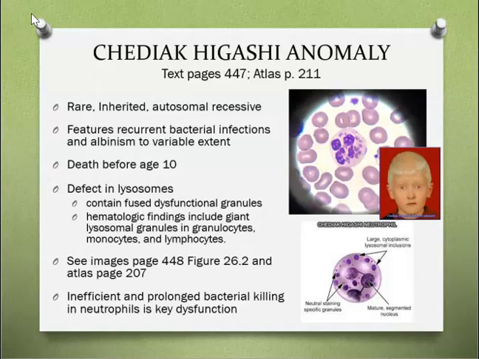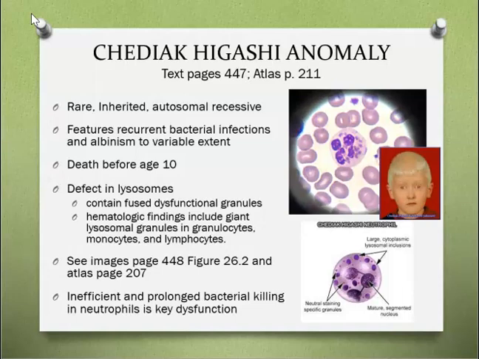Usually patients with Chediak-Higashi die before the age of 10. It's usually a defect in the lysosomes, and remember the lysosomes from when we studied the cell, they play a role in the digestive system of the cell. They contain enzymes in order to help break down waste materials inside the cell. So because of the lysosomal defect, you end up with fused dysfunctional granules inside of your white blood cells.